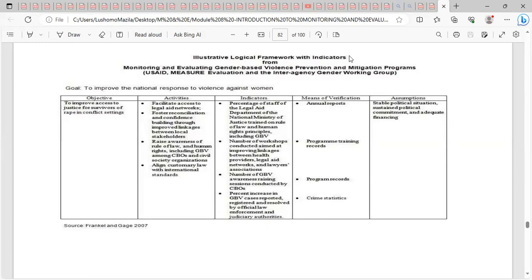The means of verification: where are you getting the data? Program training records, annual reports, and everything.